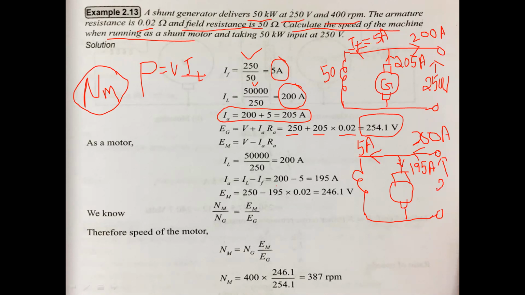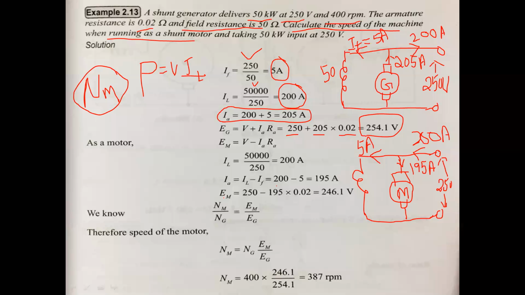Voltage, load, all parameters are constant. So the voltage is 250 volts, the same. The armature current changes from 205 to 195 because the shunt field current is constant in both cases and the load current is also constant. Therefore armature current changes. So in the motor case, armature current is equal to 195 amperes, I_a equal to I_L minus I_F. So I_L 200 minus 5 amperes, 195 amperes, is the I_a value.